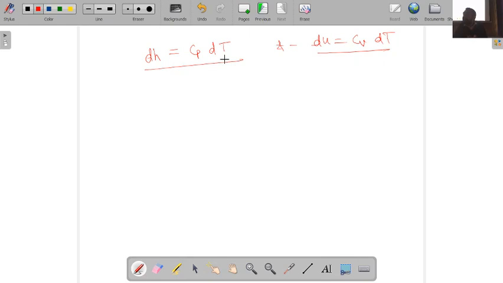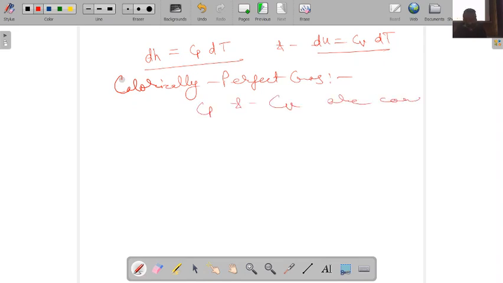If you impose the condition of a calorically perfect gas, if you take a calorically perfect gas, then Cp and Cv are constant. If Cp and Cv are constant, then you can simply take these as constant.